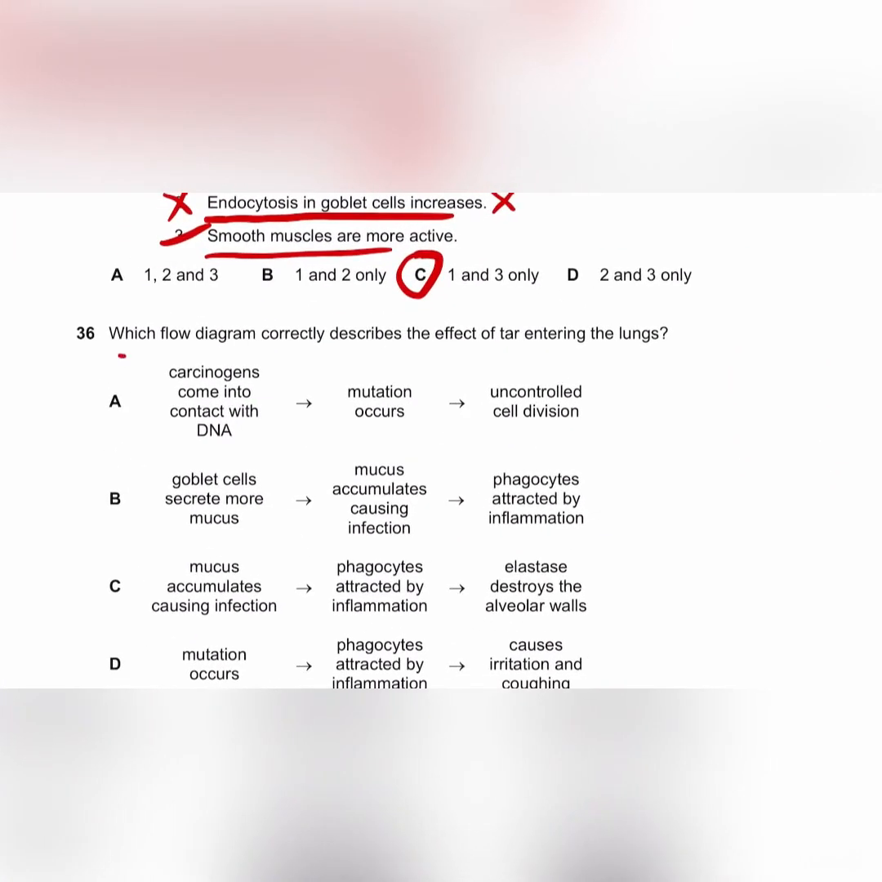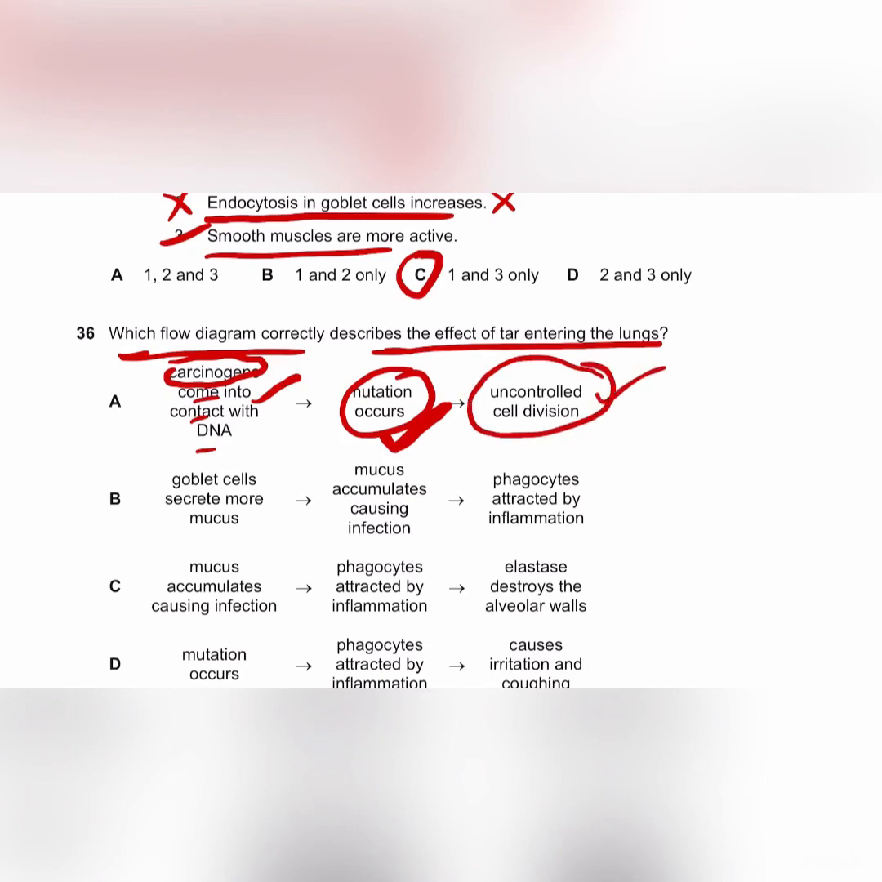The answer is C. Which flow diagram correctly describes the effect of tar entering the lungs? Whenever the tar enters the cells of the lungs, tar contains carcinogens that come into contact with the DNA. This is true. And this will lead to mutations. Very good. And eventually mutations in the proto-oncogenes will result in the formation of oncogenes that will result in uncontrolled cell division. The answer is A.